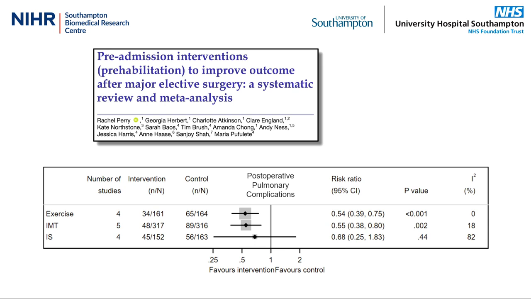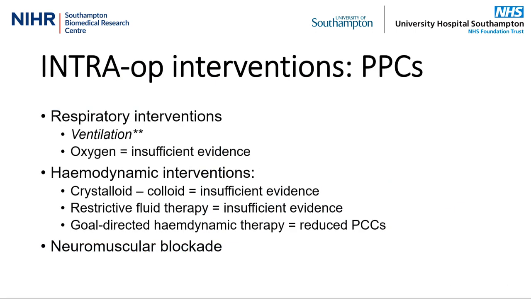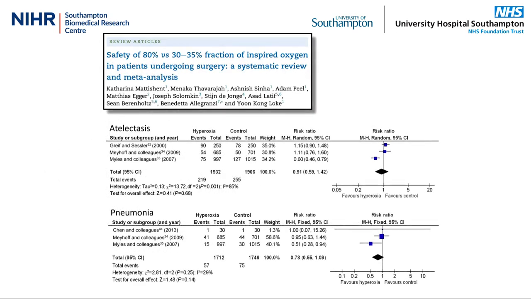They thought across the four studies they identified there was a convincing reduction from exercise-based prehabilitation in pulmonary complications. And if you just lump together the two most recent big studies, there's no statistical result here, but there looks like something like a halving in respiratory complications, consistent with almost all the other complications, which look like they're halved as well. If we focus on intraoperative interventions, so particularly ventilation, which I won't talk about, Richard's dealt with very well, oxygen, hemodynamic interventions, and neuromuscular blockade.